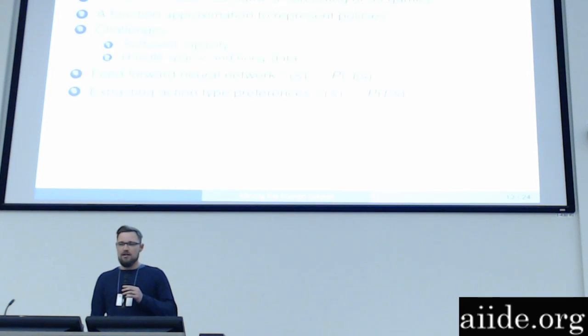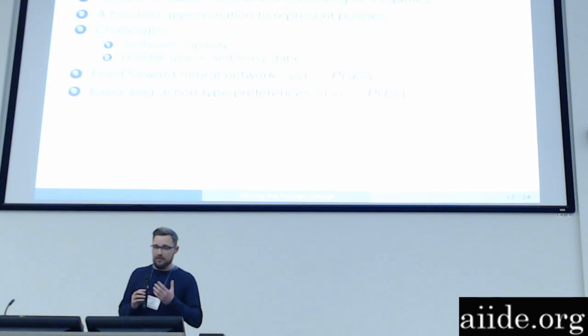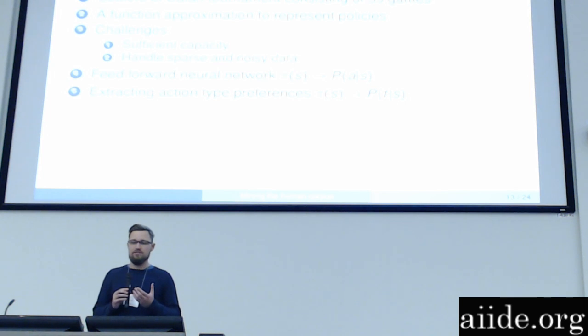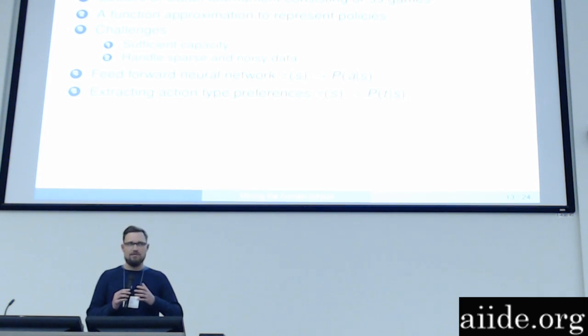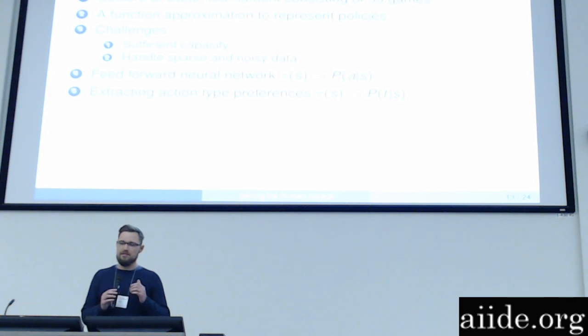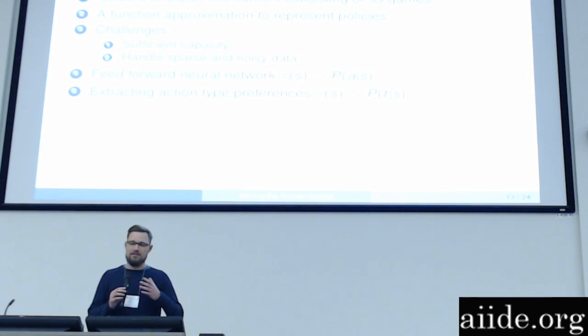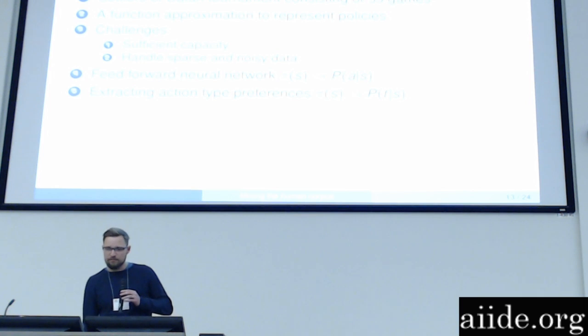section. So we have two methods that we use to learn from our very sparse corpus of humans playing the game. One of them is a feed-forward neural network, which provides you with a distribution over the set of actions that you have available given the current state. And the second one is extracting action type preferences. This model provides you with a distribution in the abstract version of the game, in the sense that it provides you a distribution over the action types given the current state.